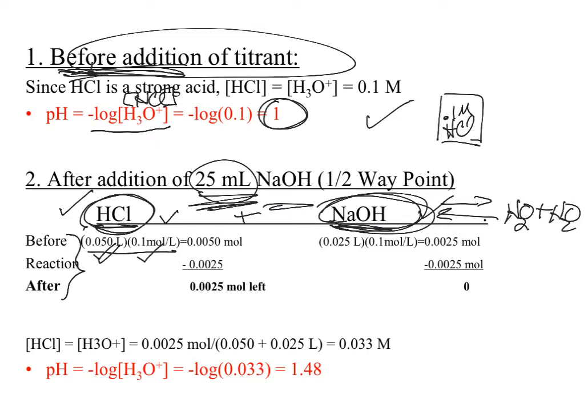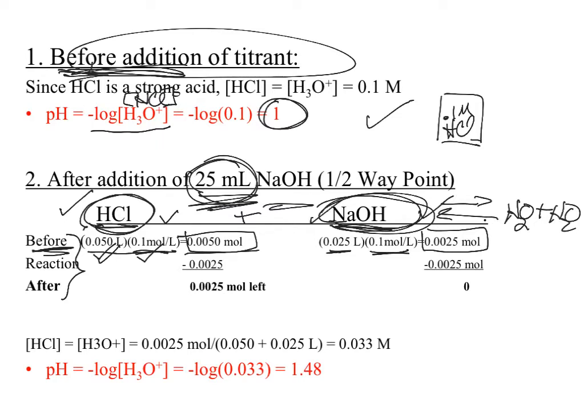We started with 50 milliliters of HCl. Its concentration was 0.1 molar. So before the reaction started, we started with 0.005 moles of HCl. In this problem, we've added 25 milliliters of sodium hydroxide. It had the same concentration as the acid, so we have added 0.0025 moles of sodium hydroxide.